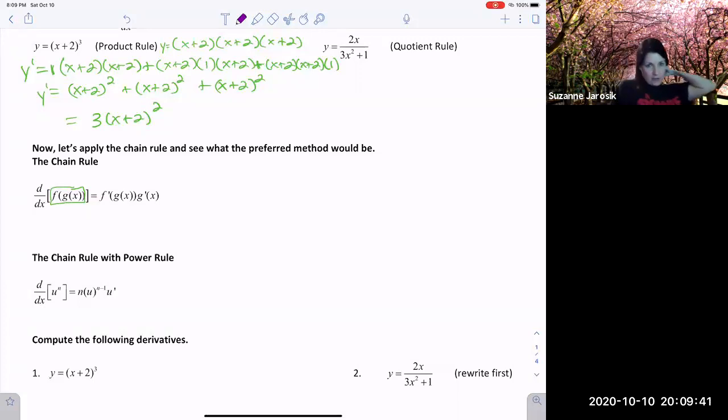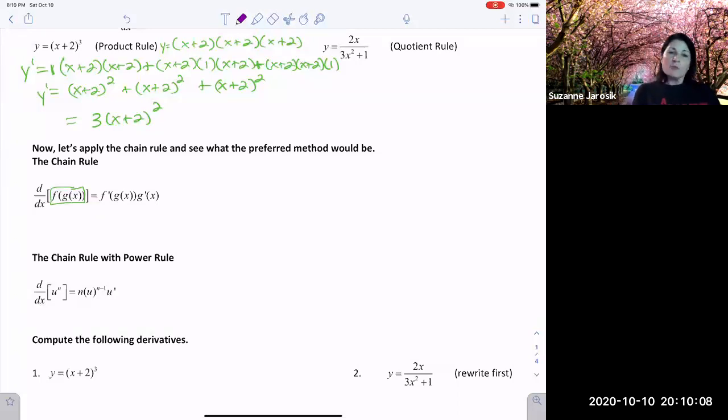So let's see how this is going to actually work after we go through a little bit of how this is expanded once we take the derivative. So notice I said you take the derivative of the outside function first. So f is our outside function. So we take f prime, leave the inside function alone. So it's f prime of g of x. And then we multiply by the derivative of the inside function. Chain rule.